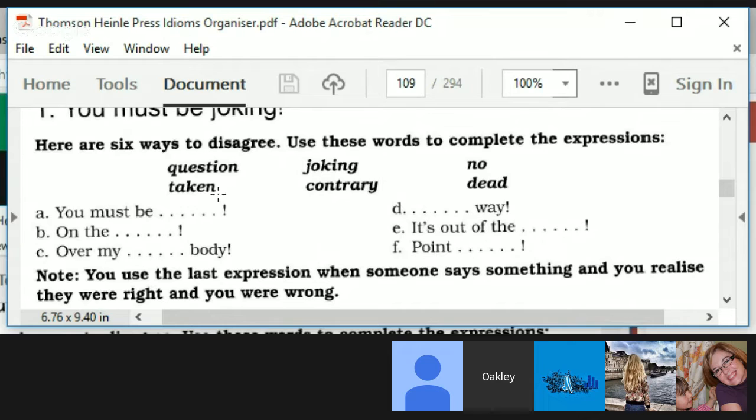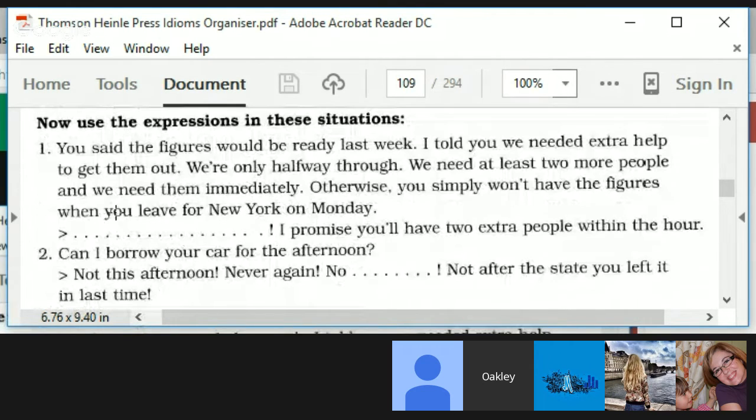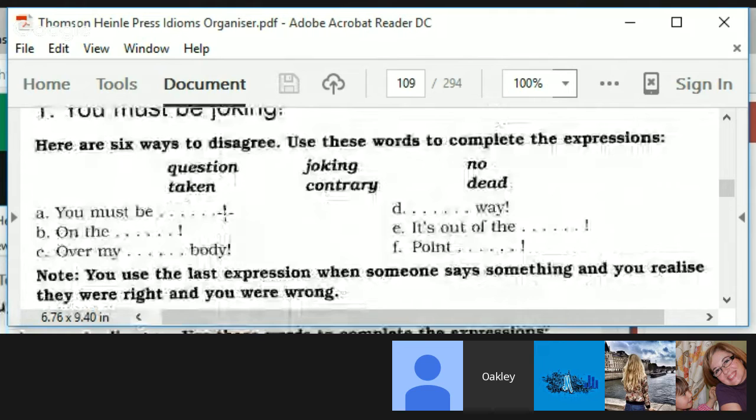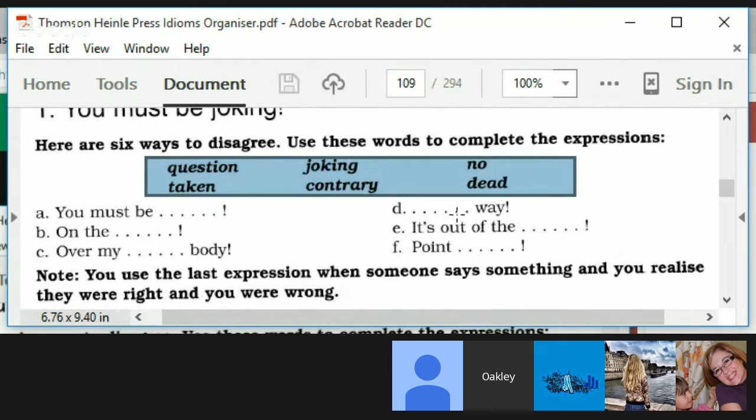We will start off looking at these 6 expressions, and then we will try using them to fill in the blank in a dialogue-based exercise, so we can see how they might be used specifically in a dialogue. First things first, we're going to fill in the blank with these words in bold italics here to create expressions that we use to show strong disagreement, mostly, I guess.